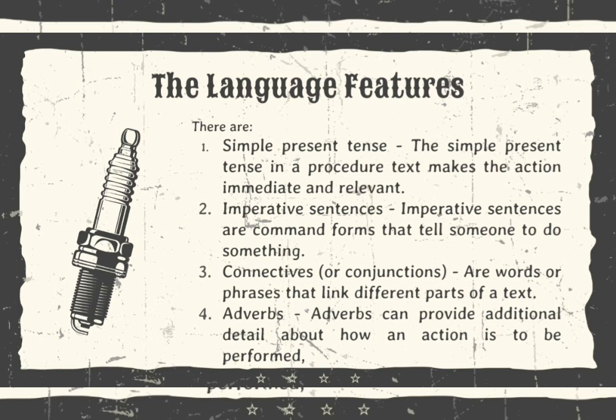And then the next one is connectives or conjunctions. Connectives or conjunctions are words or phrases that link different parts of a text. They can show the order of steps, the relationship between different parts, or add additional information. For example, words such as then, next, after that, before, or finally. These words help to guide the reader through the process in a logical and coherent way.